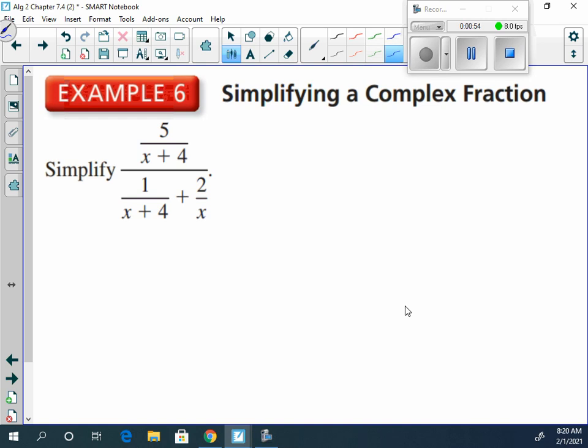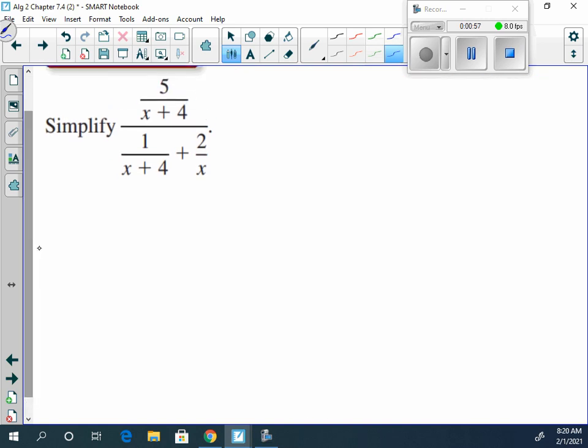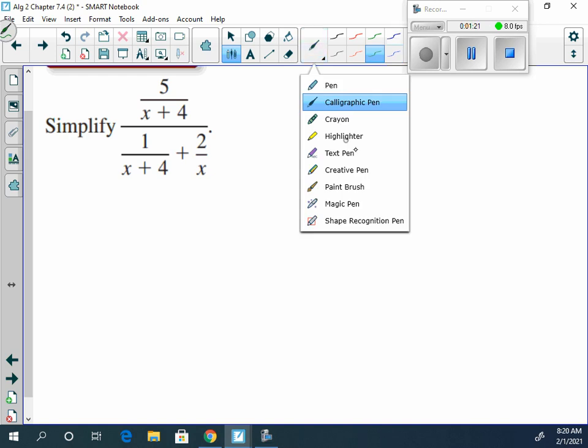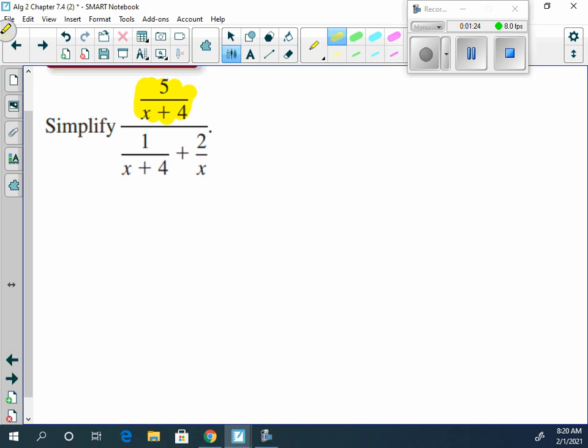Method one states that we simplify the numerator and denominator first. When we look at this, we've got a fraction on top and a fraction on bottom. Actually, we have two fractions on bottom. Method one states that whenever we have these complex fractions, we need to simplify the numerator and denominator to be only one fraction. The numerator is one fraction, however the denominator is two fractions. So we have to rewrite the denominator as a single fraction.